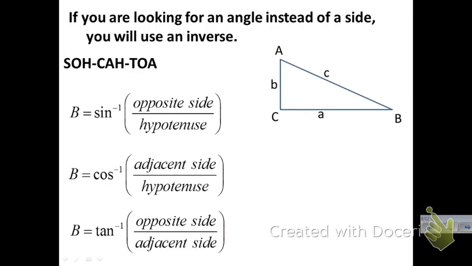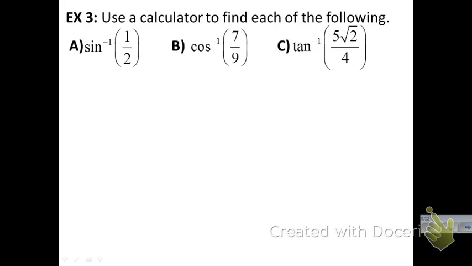And the last one, I just wanted to show you how these fractions look. If we were looking for B using tangent, so if we had the inverse of tangent, then we would take the opposite side, in this case b, over the adjacent side, a. And we would just use our calculator to find that information. So on our first one, it says use your calculator. Again, you have to make sure you're in degrees.